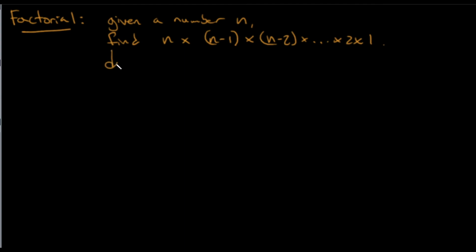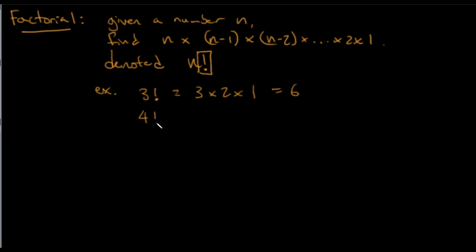And this is usually denoted n followed by an exclamation point. This represents a factorial. So just as an example, 3 factorial would be equal to 3 times 2 times 1, and that would be 6.